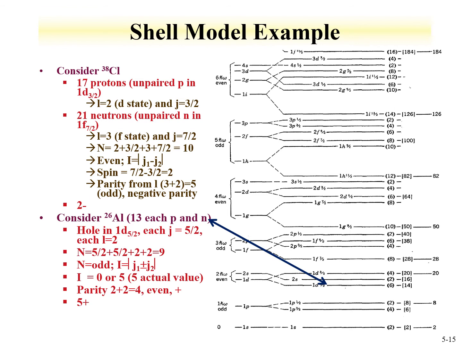So the spin is going to be the sum or the difference of the spin values. Each spin value is 5/2. So 5/2 plus 5/2 is 5. 5/2 minus 5/2 is 0. We would expect the spin to be either 5 or 0. The parity, each orbital state is 2. 2 plus 2 is 4, is even. So the spin and parity is either going to be 0 plus or 5 plus, and the actual value is 5 plus. So here's an example with the odd Nordheim number where you get a choice of answers to evaluate.